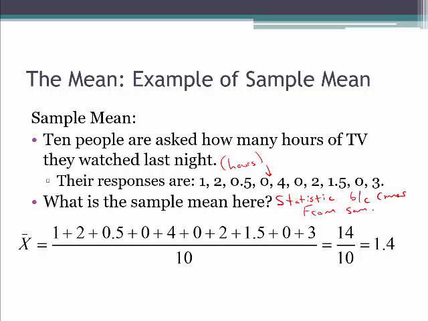More than 10 people watched television last night, so this set of 10 observations is obviously a sample. So it gets the x bar notation. And again, how do you take an average? You add up all the values and you divide by how many there are. So here there were 10. If you add up all the values, you get 14 divided by 10. So it looks like the average of these 10 people, they watched 1.4 hours of TV last night.